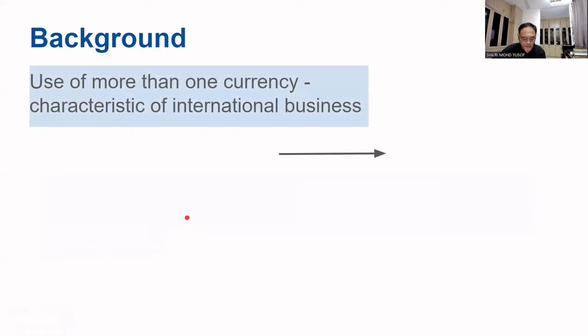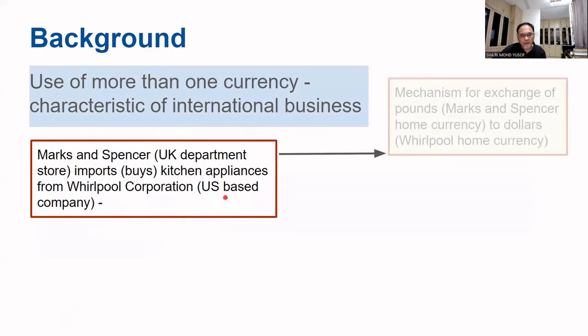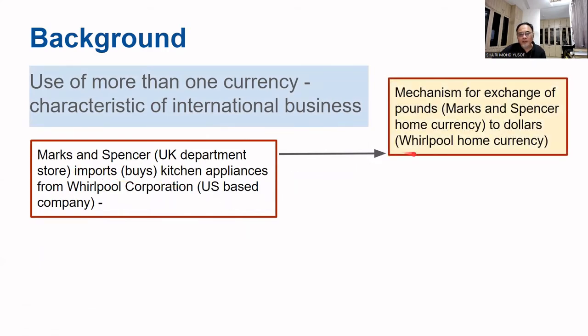I think it's very obvious that the characteristic of international business is that you use more than one currency. For example, Marks and Spencer in the UK, if they import kitchen appliances, they buy from Whirlpool Corporation in the US. Marks and Spencer is a UK-based department store, and Whirlpool is a US company. So you need a mechanism for exchanging pounds to dollars. This is going on all around the world.